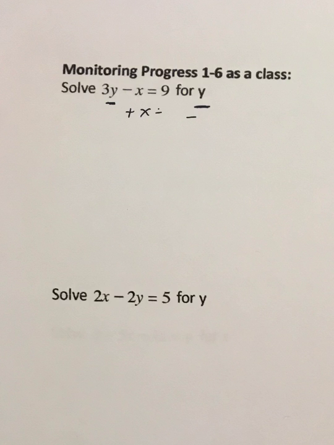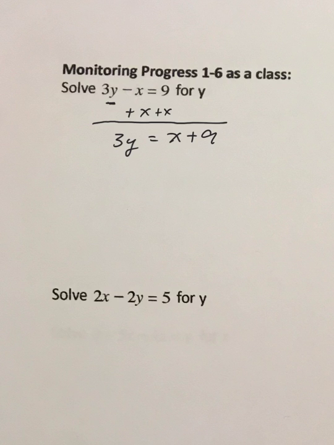Oops, sorry about that. Add x over here. Okay. All right. So I add x to both sides, and then I get 3y by itself equals x plus 9, or 9 plus x, it doesn't matter which.